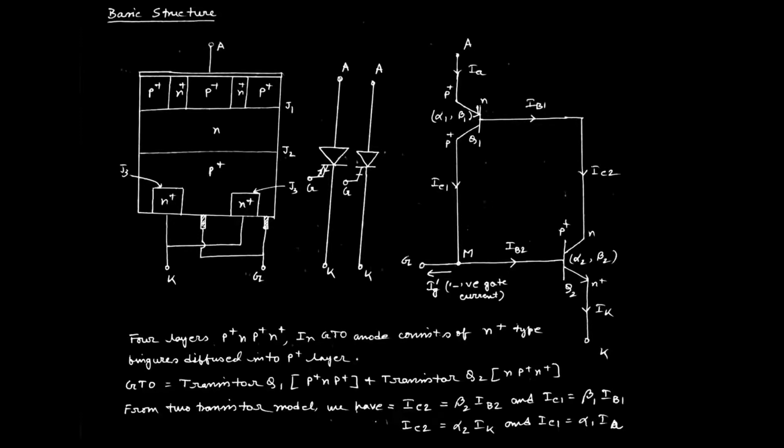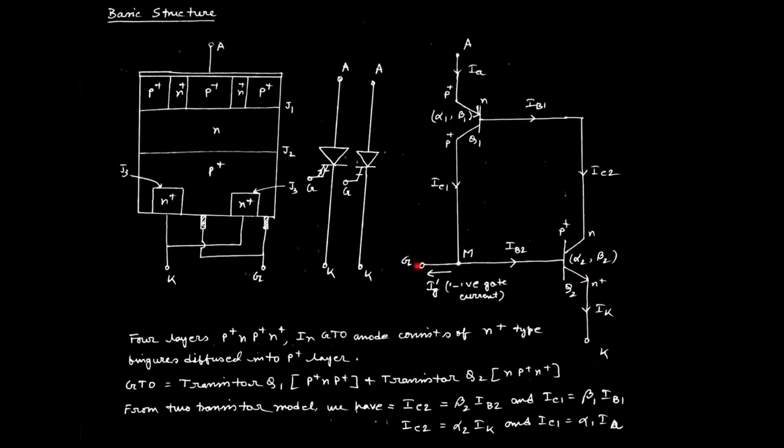So we can say GTO equals transistor Q1, that is P plus N P plus, and transistor Q2, that is N P plus N plus. The schematic circuit diagram has been given over here, in which we have mentioned this is the transistor Q1, that is P plus N P plus, and transistor Q2, that is N P plus and N plus.